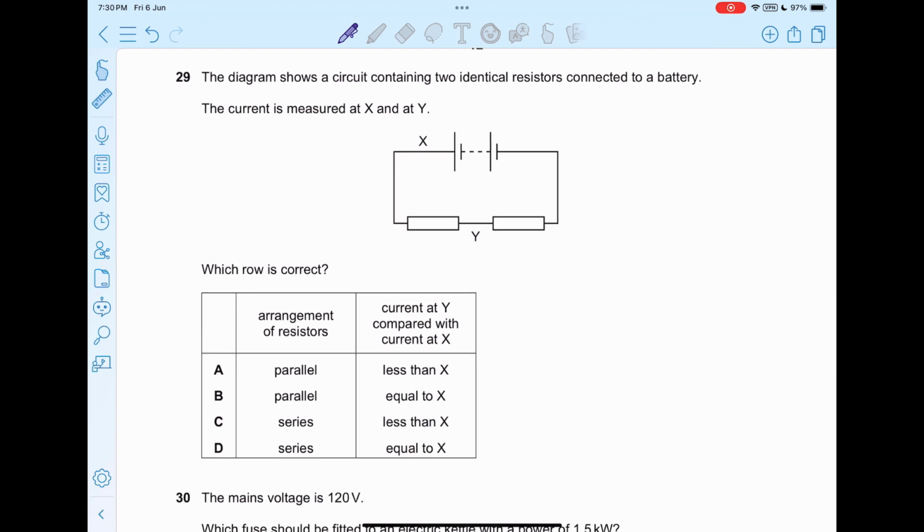29. The diagram shows a circuit containing 2 identical resistors connected to a battery. The current is measured at X and at Y. Which rule is correct? Arrangement of resistors. It's a series, so between C and D. And in a series circuit, the current at any point should be the same. So answer is D.